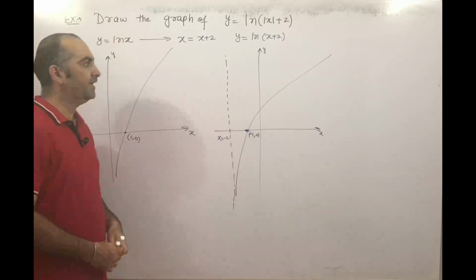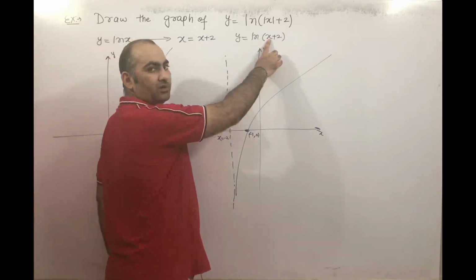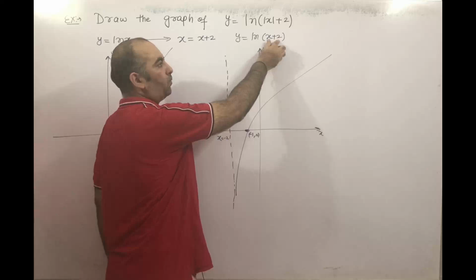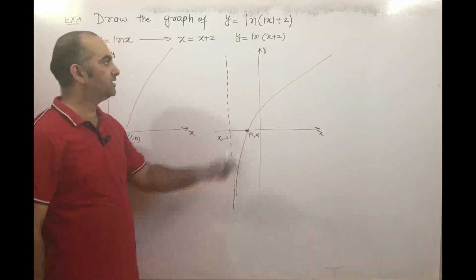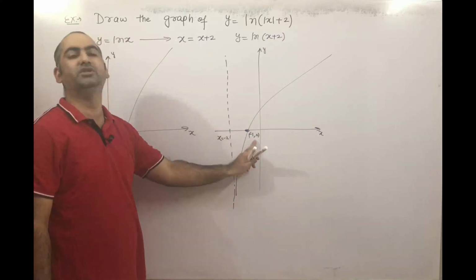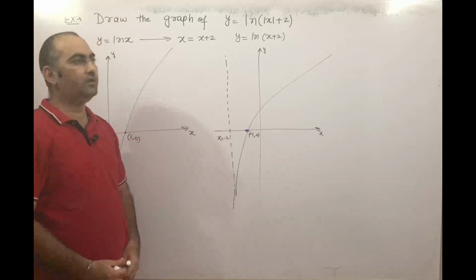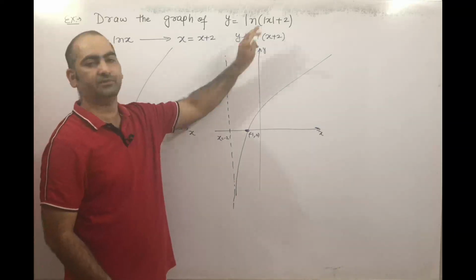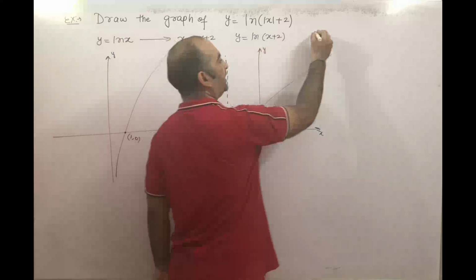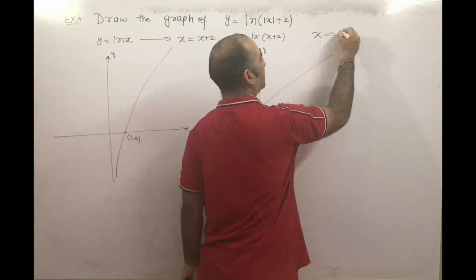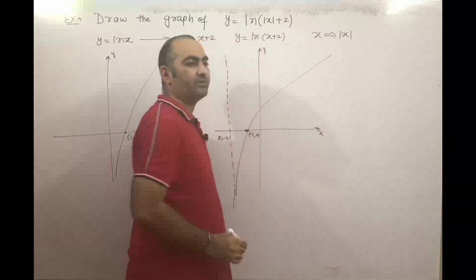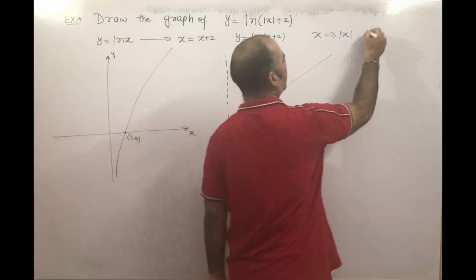You can see here, if I put minus 1, what will come? ln of minus 1 plus 2 is ln 1, so ln 1 is 0. That means this graph will pass through minus 1 comma 0. Now we got this graph, but we want this graph. So in this graph, instead of x we will replace with modulus x. So if I put modulus x, y equal to what will come?